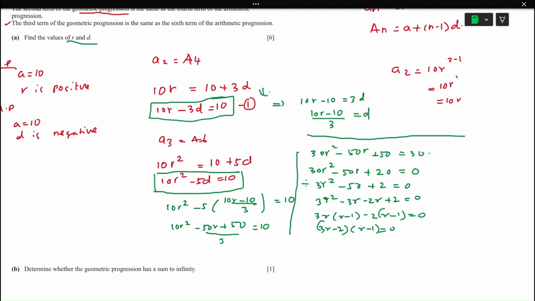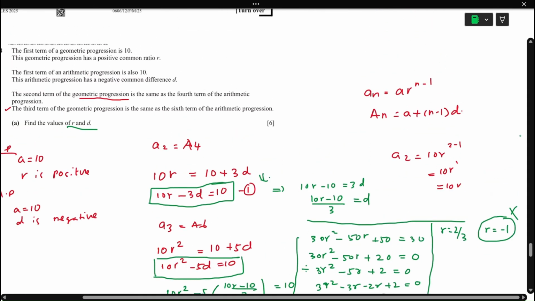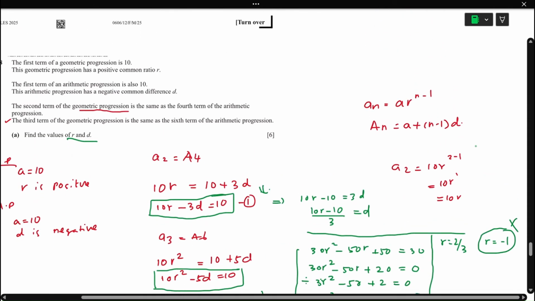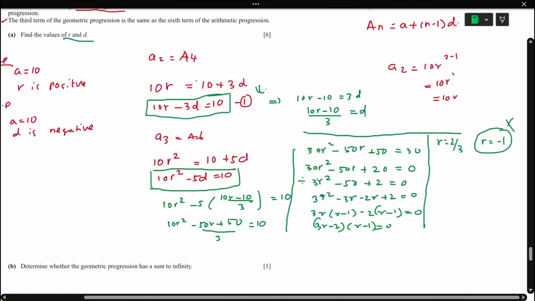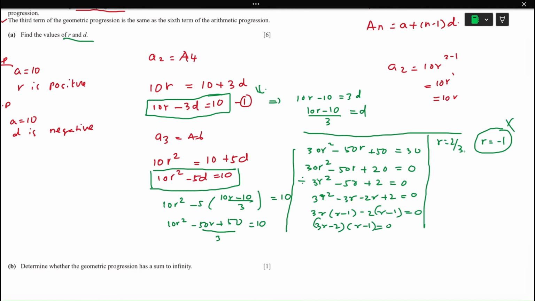The r value is going to be r equal to 2 by 3 and r equal to 1. So r equal to 1 is going to be rejected, because the question says the geometric progression has a positive common ratio, so we cannot choose the negative root. So I got the r value. Now I'm going to put it in some equation, so I'll get d.